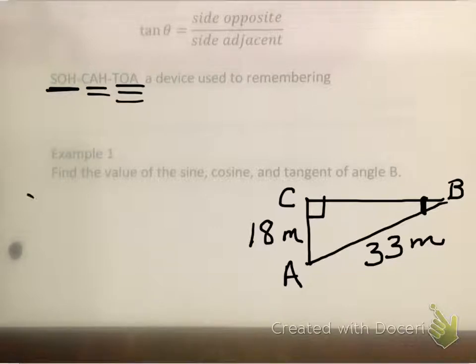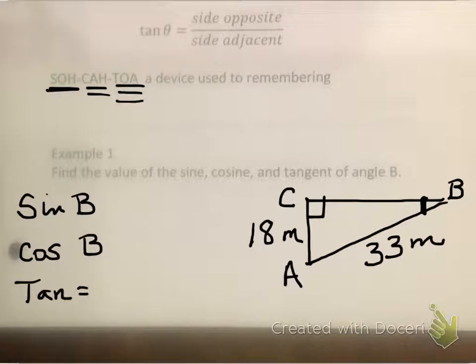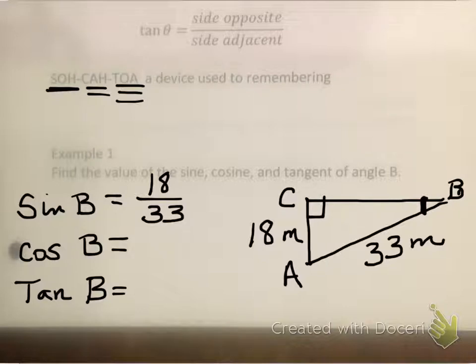So I'm going to go ahead and write down what I need to find: the sine of B, the cosine of B, and the tangent of B. Tangent of B. So that's what I'm looking for. Okay, let's look at our picture here. B is our angle right there, and opposite of B is 18, and the hypotenuse is 33. If it will reduce, you need to reduce it.